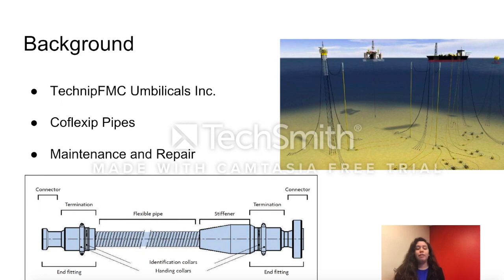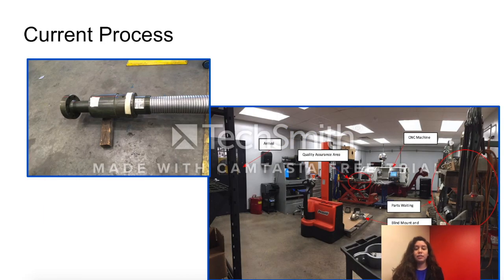For the background, we work with TechnipFMC umbilicals, and they produce the parts that go on the subsea, and they have a subdivision, the flexible pipes. What they do is maintenance and repair the pipes that were already used on the field. The current process that we saw is that the part arrives and then it goes to the blind mount and the tapping hole area. And then the part has to wait before it goes to the CNC machine process. And finally, it goes to the quality assurance area, and the part is ready for the inspector.